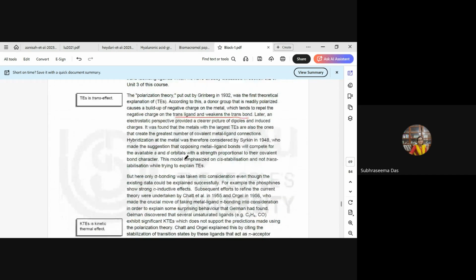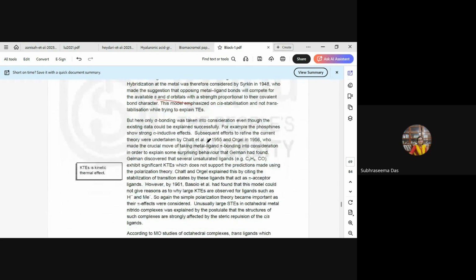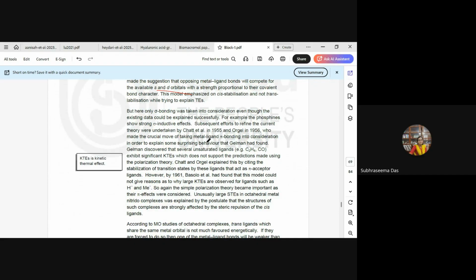Hybridization at the metal was therefore considered by Syrkin, who suggested that opposing metal ligand bonds will compete for the available s and d orbitals. So this model emphasized cis stabilization and not trans stabilization while trying to explain the TE. But in the above case, only sigma bonding was taken into consideration, even though there were indications of other bonds. For example, phosphines showed strong sigma inductive effects.